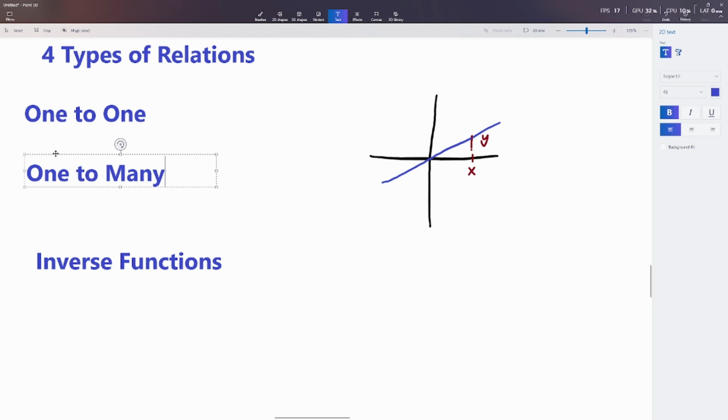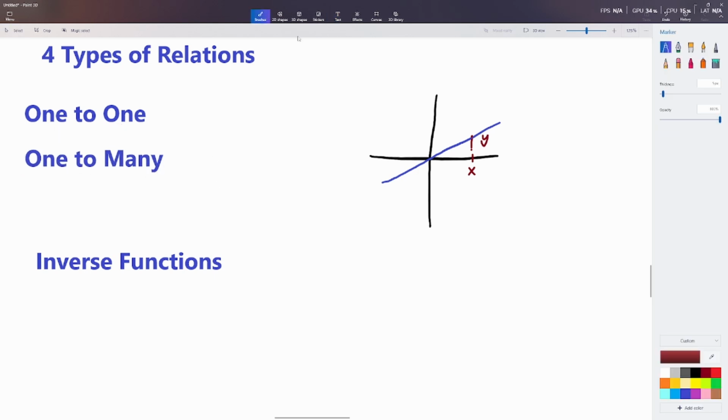One-to-many. And this is where you also have a function. However, let me draw another graph for you. This is also when you have a function, and one-to-many means that you have one x value and it corresponds to different y values. For example, some can go like this, and then you can clearly see that you have one x. However, it goes to different y values.